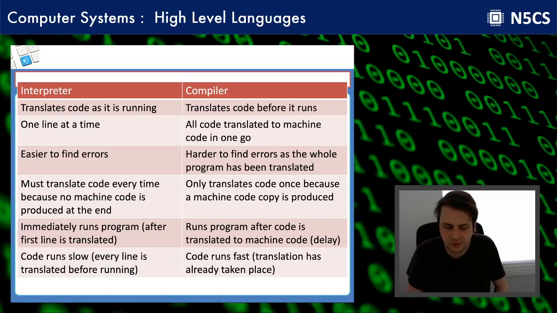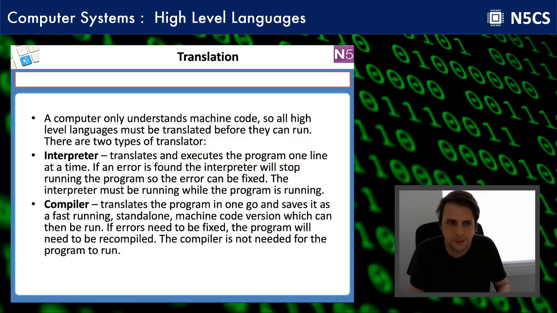So once the machine code copy has been produced, you've got that forever, which is a good advantage, obviously. It runs the program after the code is translated, so you have to wait till it's all translated before you can use it. And the code runs really quickly because it's already translated. It never is translated again, so it's going to operate really, really quickly. So that's basically the difference between these two approaches.